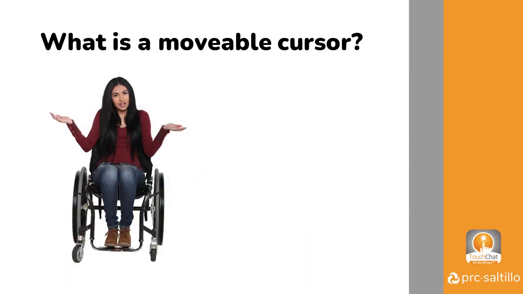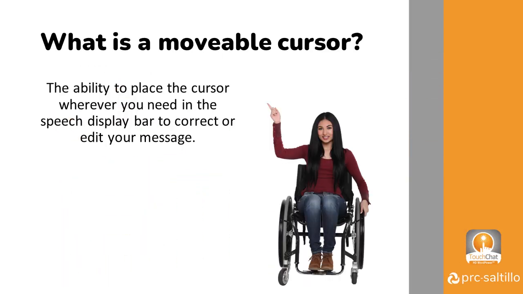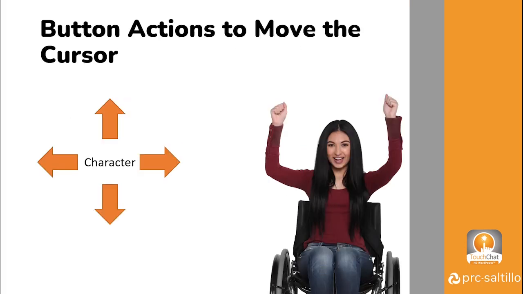So what is a movable cursor? A movable cursor allows you to place the cursor wherever you need it within the speech display bar to correct or edit your message. This can be done by directly placing the cursor where you want it in your message, or by using buttons within your vocabulary file to move the cursor where it needs to go. You can add these buttons onto a page using the Move Cursor button actions. They will allow you to move the cursor by character, word, or sentence using up, down, left, or right actions.